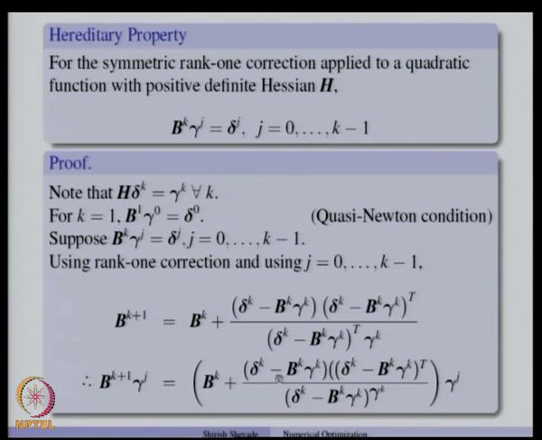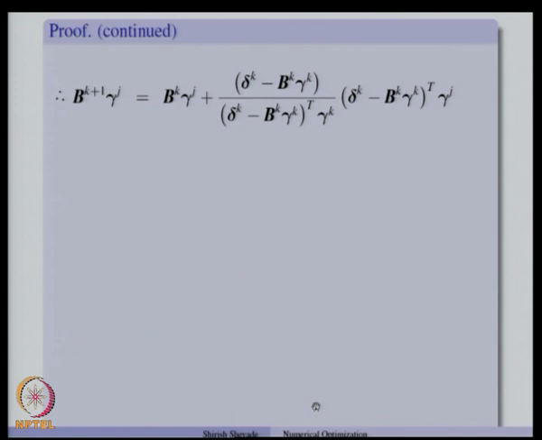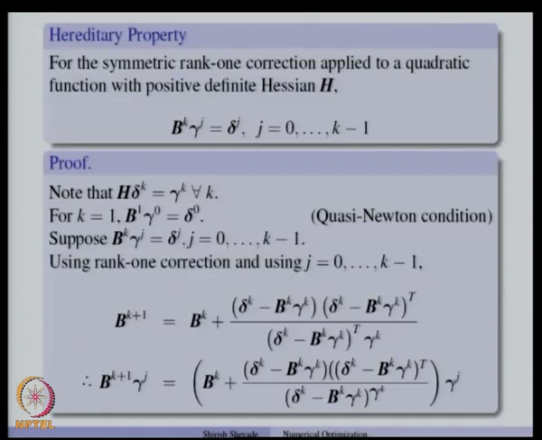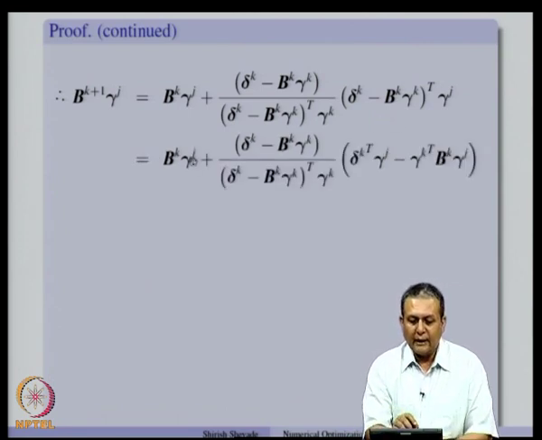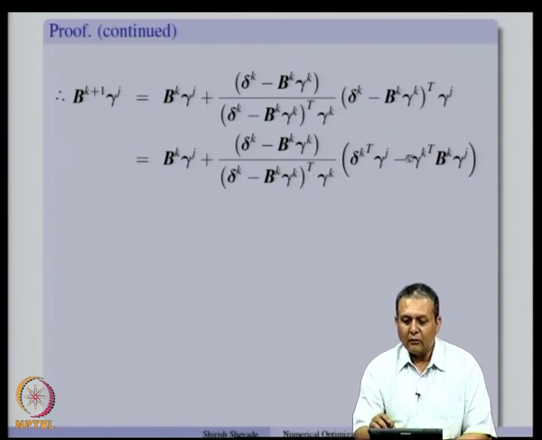So, if we expand the right side, then let us see what we get. We have to rearrange the terms in the right hand side. So, we take bk gamma j out, and then this quantity by the denominator is out, and then we have the other quantity. So, now we have bk plus 1 gamma j to be this quantity. Now, let us look at this quantity. So, we keep these quantities same. Now expand the last term. So this is delta k transpose gamma j minus gamma k transpose bk gamma j. Remember that bk is a symmetric matrix, so bk transpose is same as bk.